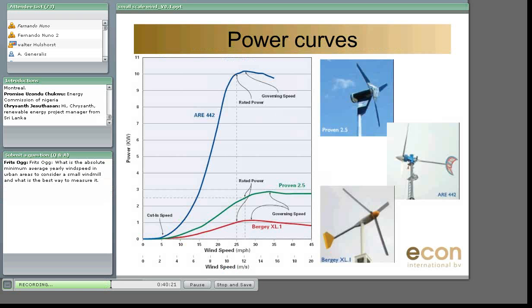Thank you, Walter. So next question comes from Costas. How accurate is the use of data coming from the weather maps? Well, as any other preliminary estimation of the wind potential, it's good for a first approach. If you are considering installation of a small wind turbine, you should consider carrying out some measurements.